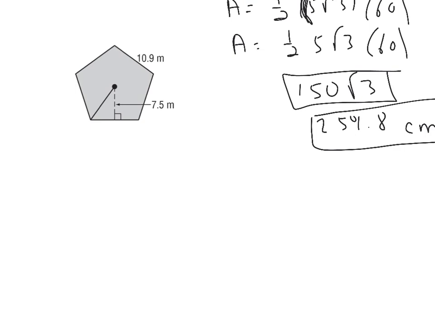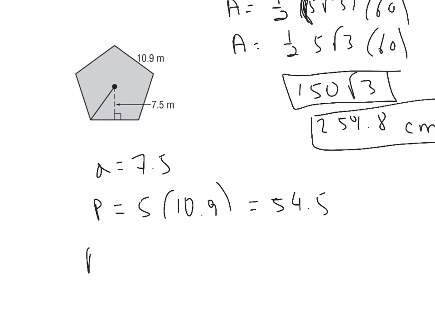Okay, I got about 1 minute to do the last question because I have to finish before 15 minutes. The last question is actually a little bit easier because I gave you the apothem, which is 7.5. So A equals 7.5. The length of the side is 10.9, so the perimeter will be 5 times 10.9, okay, which is 54.5.